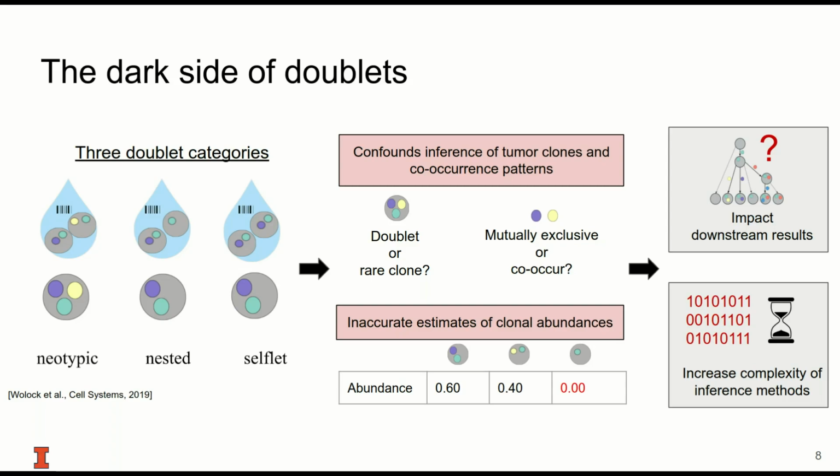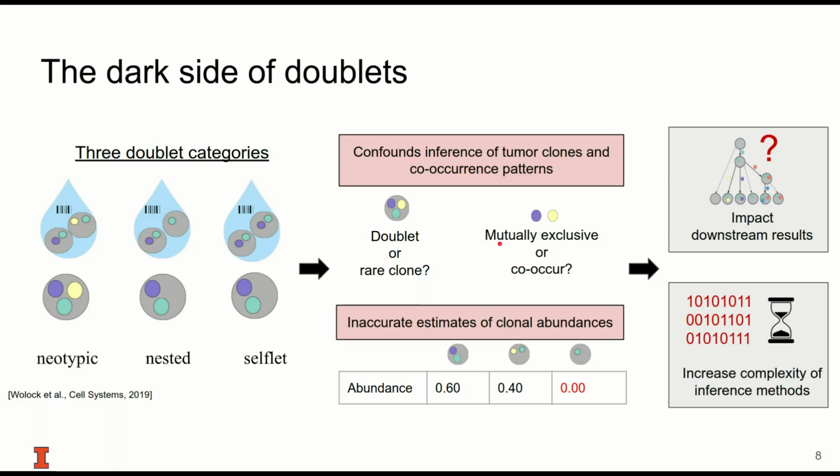So the first is a term that we borrowed from the single-cell RNA sequencing literature, and it's called a neotypic doublet. So a neotypic doublet occurs when the mutations present in the doublet cells form a novel genotype that's actually not present in the tumor. So this can make it more challenging when we go to try to infer the clones of the tumor, as well as decipher the mutation co-occurrence patterns.